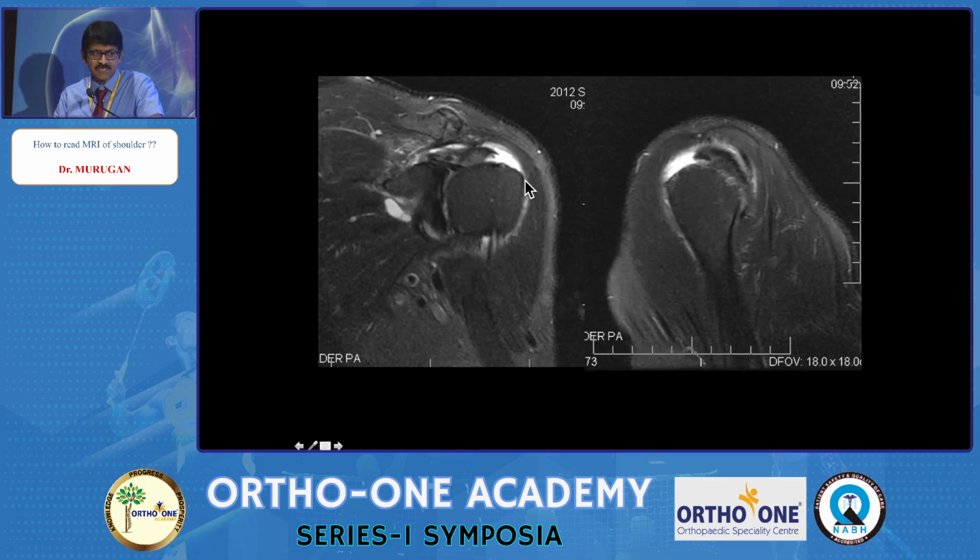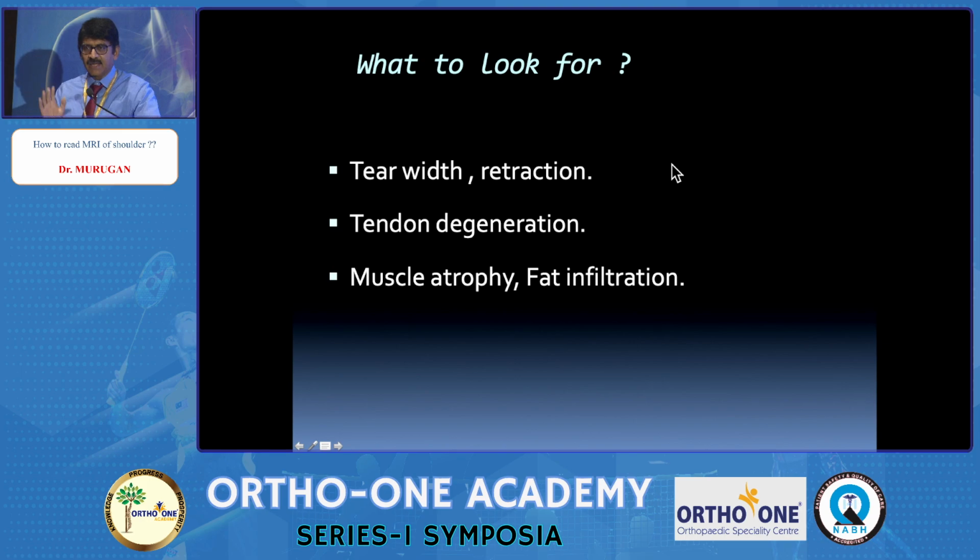This is a classical supraspinatus tendon tear, illustrative case. You can see this is a coronal image. This is the retraction or length, and this is the width of the tear which is measured in the sagittal. Okay, now what to look for?